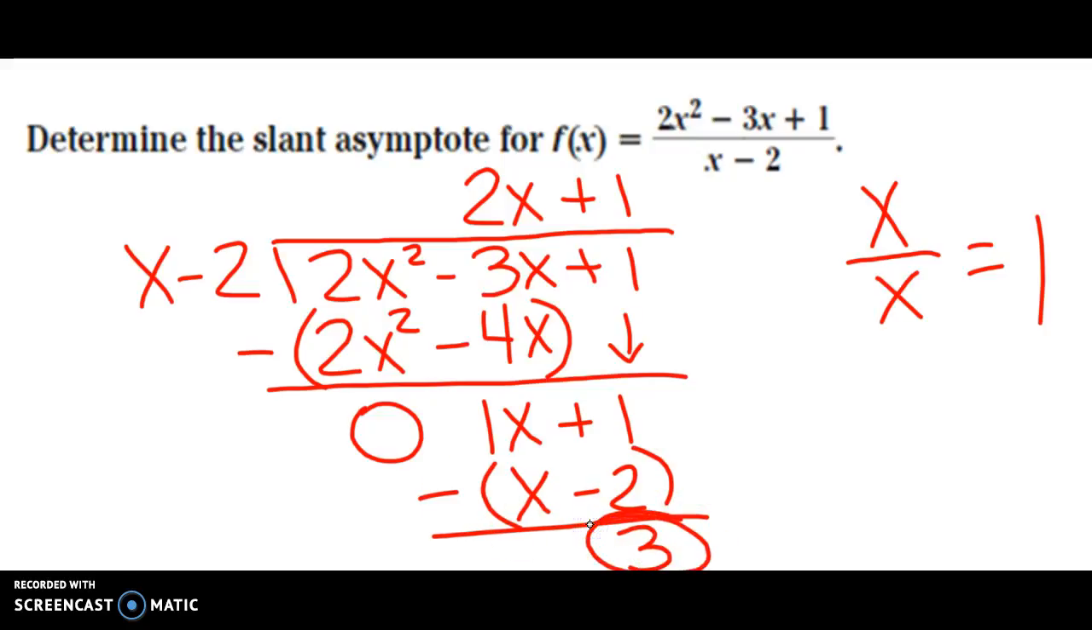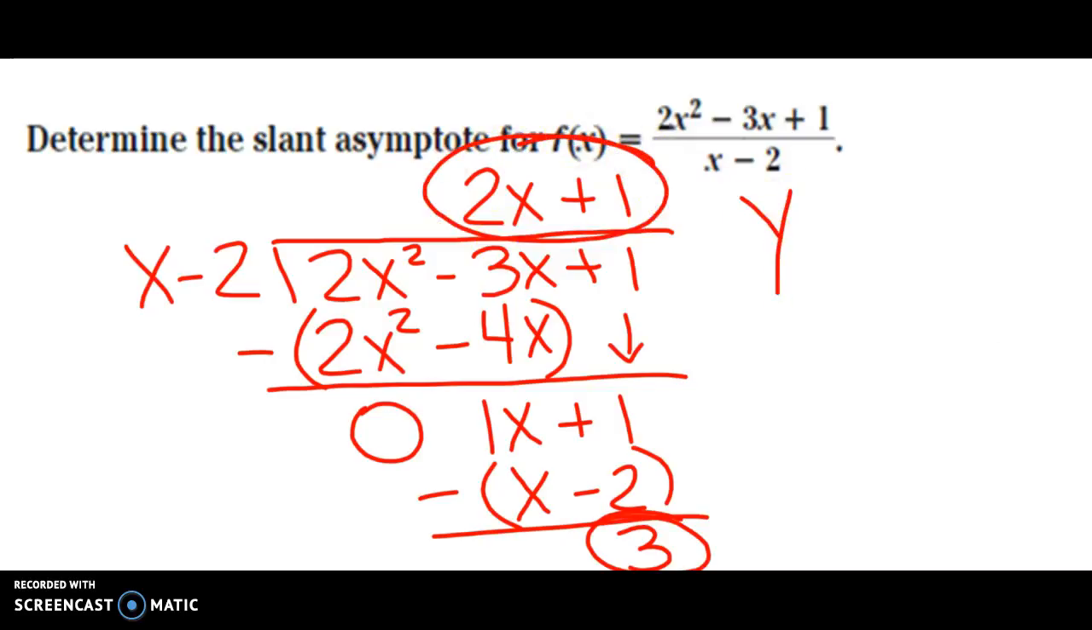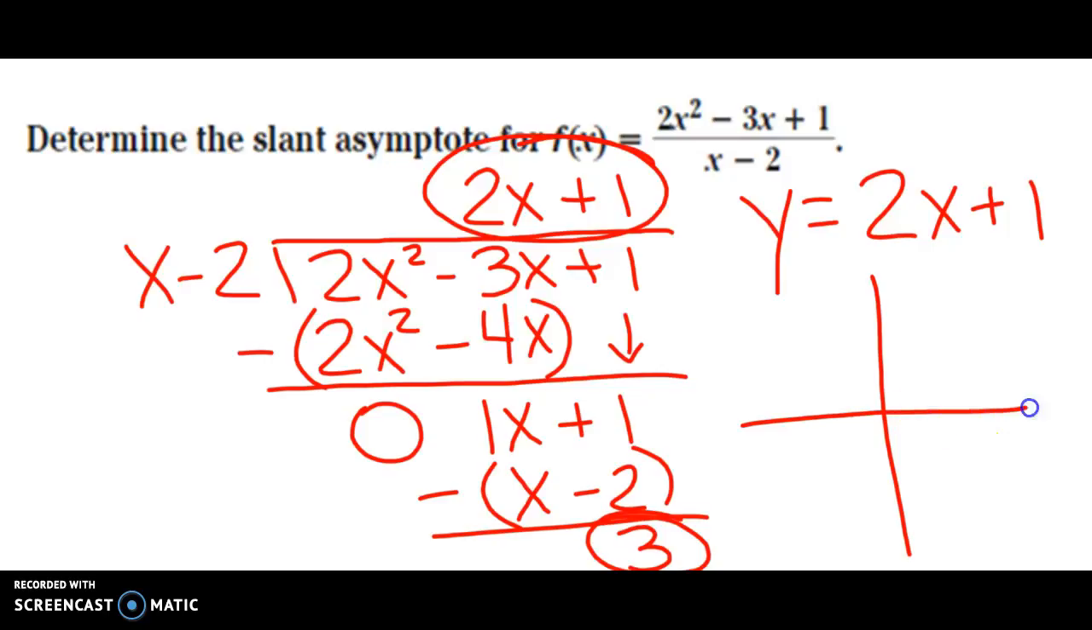We don't really care about the remainder at this point. We only care about what this line is right here. So our slant asymptote is y equals 2x plus 1. If you had to graph that, you've got to remember how to graph lines. At the very minimum, put it in a calculator, but your y-intercept is 1, and it's going to be kind of a steep slope. Okay. All right, let's put it all together.